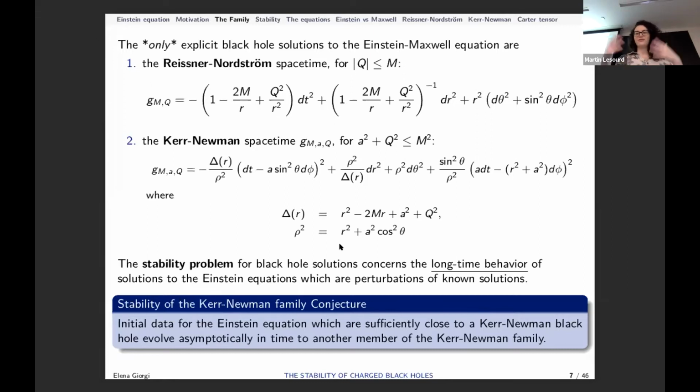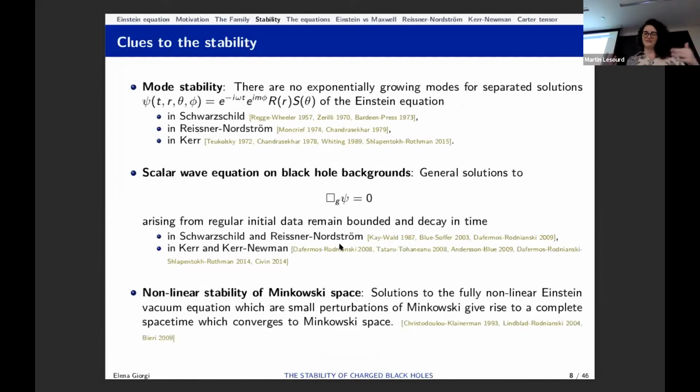And so, of course, since you've heard already many talks about this, you're kind of convinced that this stability conjecture is true. But if you didn't hear about those talks, you could ask, why should we believe it's true? Well, there are some clues to stability that have been accumulating over the past decades. If we go back to the 80s, the work of Whiting, we have the mode stability. It's the first clue to stability.